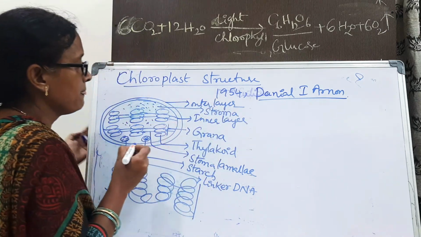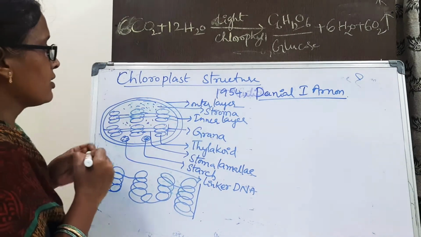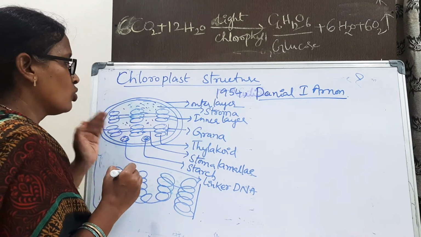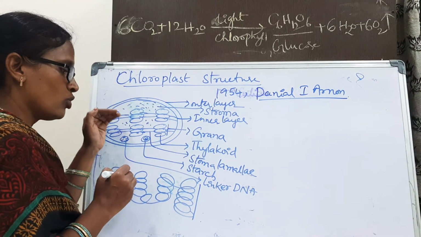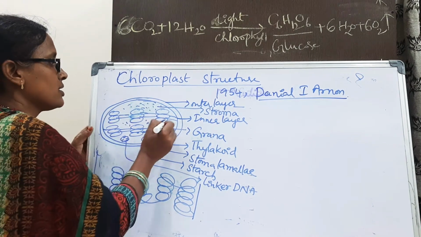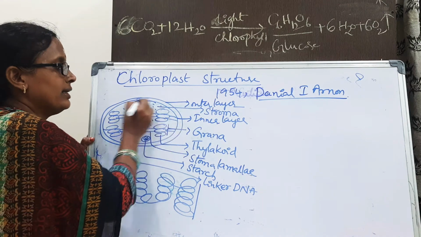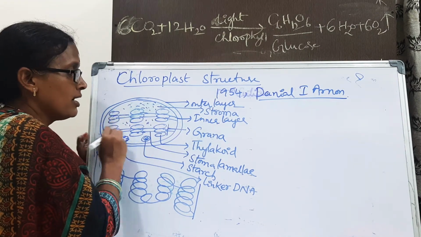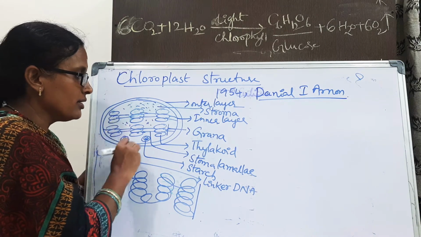Once again, the chloroplast is the cell organelle where the chlorophyll pigments are present. If you know the structure of the chloroplast, it consists of an outer layer and an inner layer. The third layer of the chloroplast is folded to form sac-like structures inside the stroma.